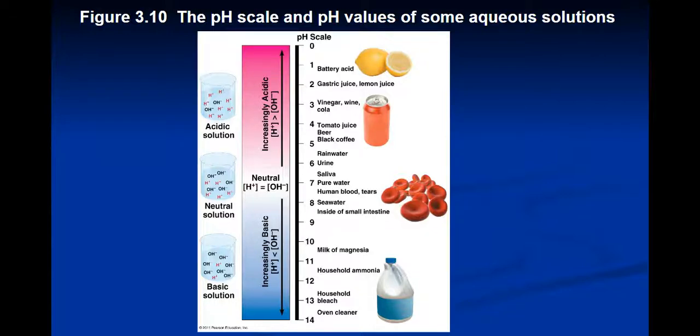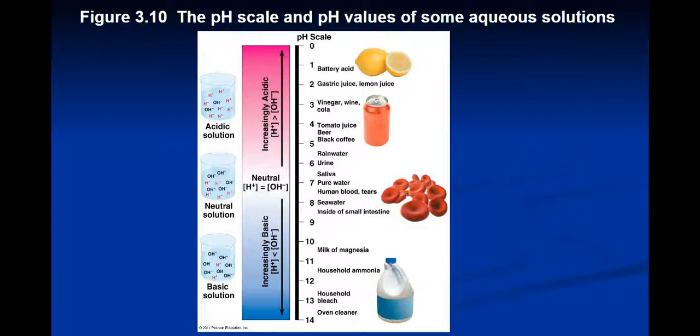But it's very basic. We get to bleach, we get to oven cleaner for sure. And if you've ever looked at the oven cleaner bottle, it has a big warning label: please do not ingest, call poison control, etc., because it is so basic, it will definitely negatively impact your living cells. It's not good to have that.